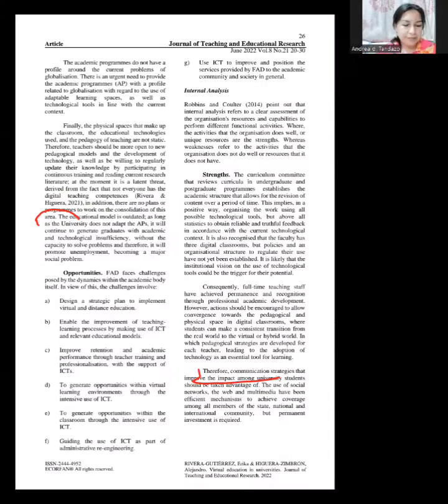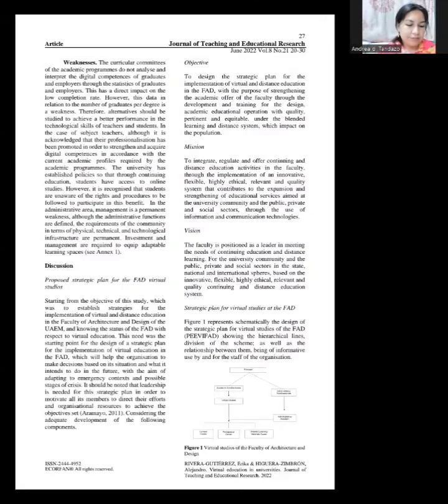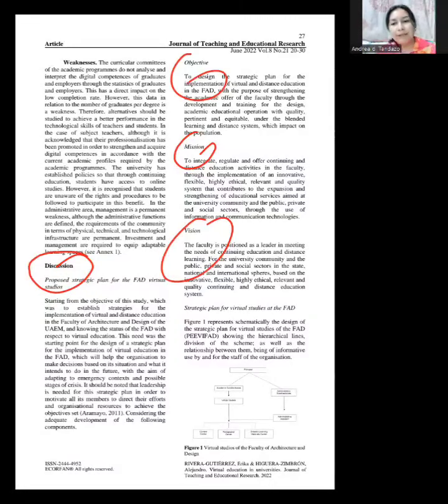Okay. The next parts in this article we have opportunities, internal analysis, strengths, discussions, mission, vision, the objective. These parts in the journal article are very important to complete the conclusion.